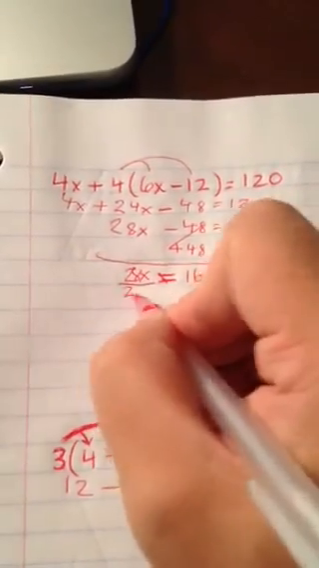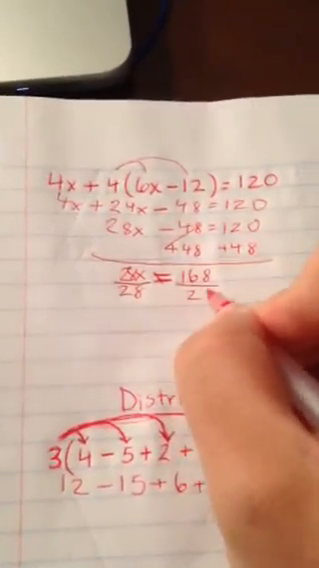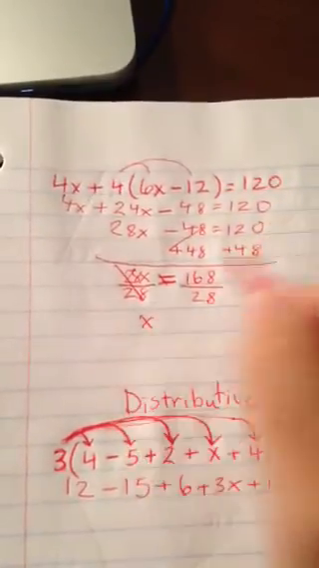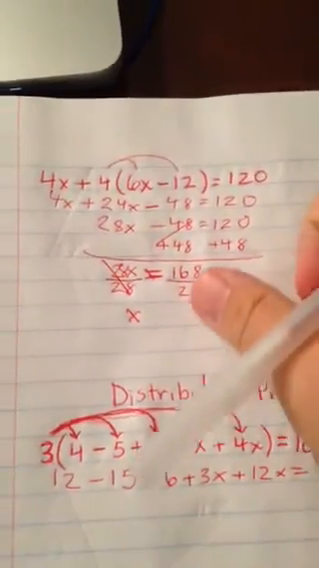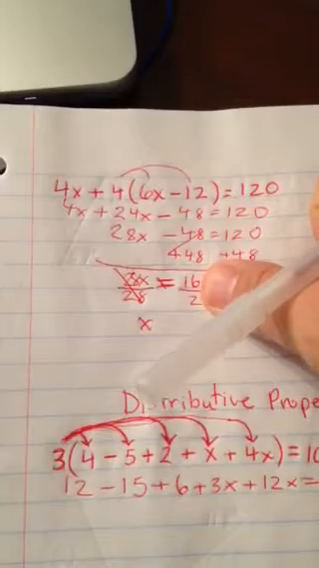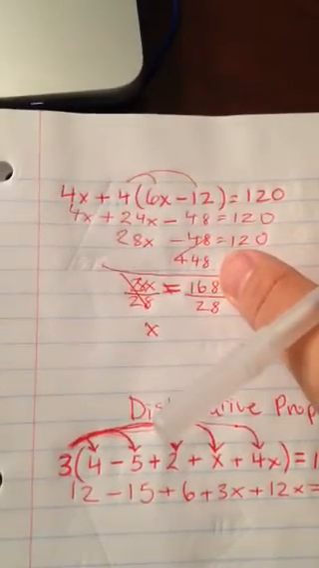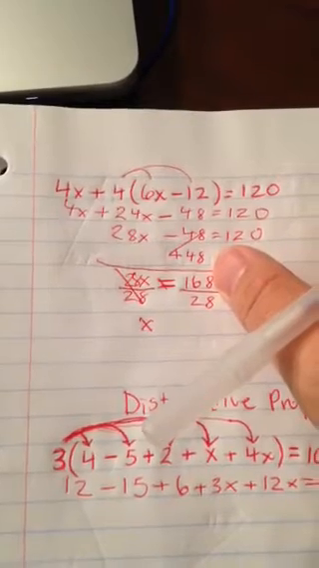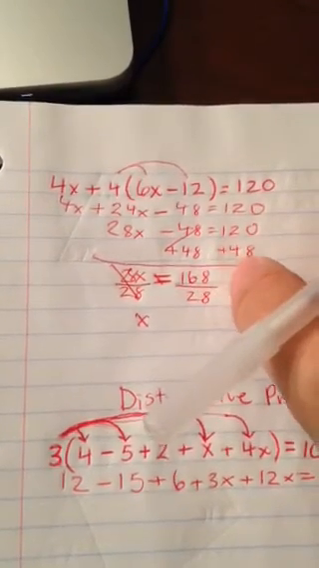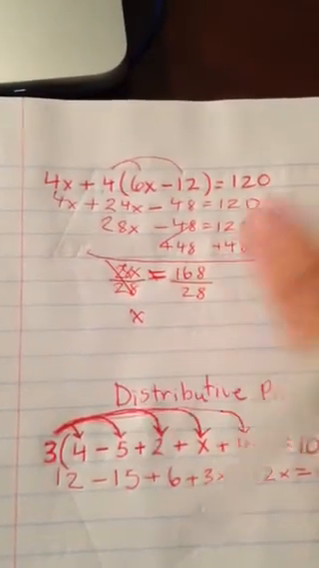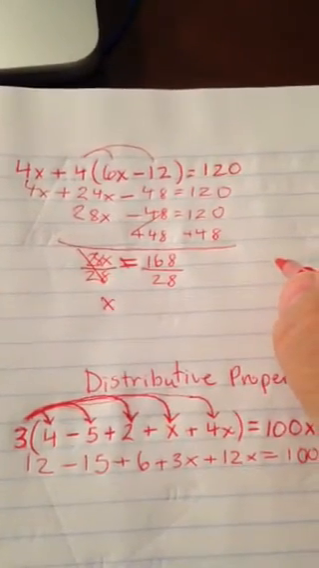I'm going to divide by 28. Divide by 28. X is equal to, alright, we're going to do some math. So my thinking is, how many times is 2 going into 16? 8 times. I don't know if I like that because I know that 28 is not a multiple of 168. So I'm going to go a little bit less than 8.